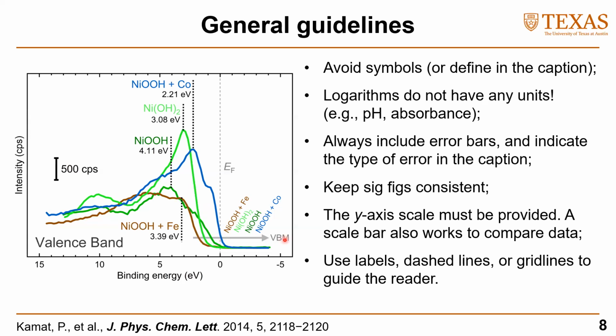Notice that here this arrow is telling us, oh, this valence band maximum is changing depending on the curve. And here we are putting the type of material that we analyze in a certain order, right? We can see that the one with iron is the first one. Then we have just nickel hydroxide. Then we have nickel oxyhydroxide in darker green. And then at the end, we have the blue one, which represents the sample plus cobalt, okay? So that's another way to guide the reader and tell the story.